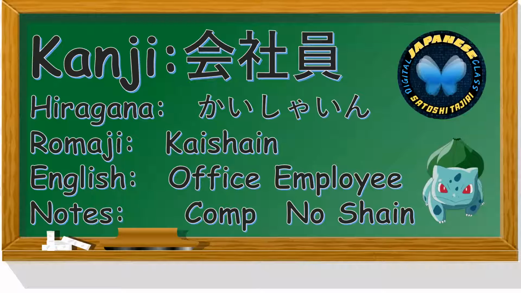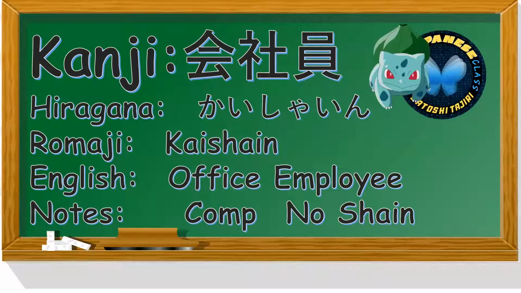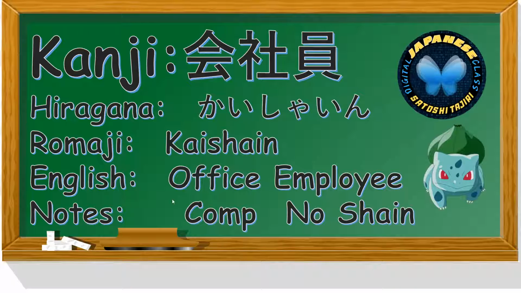Now, our next word is kaishain. Kaishain means office employee. But if there is a specific word for our company, then we use the company name plus shain. So for example, if I want to say I'm a company employee of Nintendo, it is Nintendo shain.